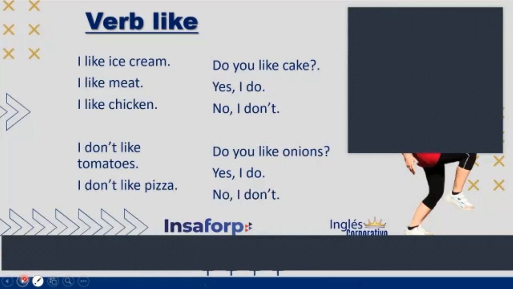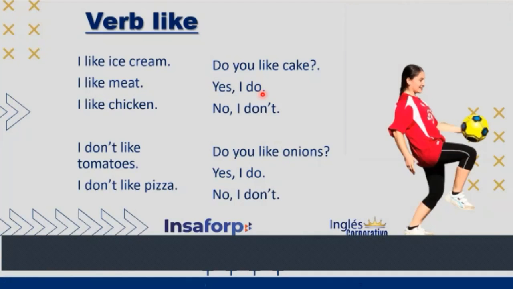So, let's see this. Per like. This is the verb we have been practicing. I like ice cream. Do you like cake? So look at this. To make a sentence, we are going to use a subject, like, and the food. So I like ice cream. I like meat. I like chicken.